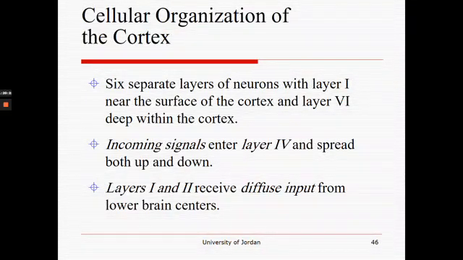There are six separate layers of neurons in the cerebral cortex, from outside to inside. Layer 1 is outside and layer 6 is deep. All incoming signals go to layer 4, and from layer 4 they spread up and down. Layers 1 and 2 receive diffuse inputs from the lower brain centers.